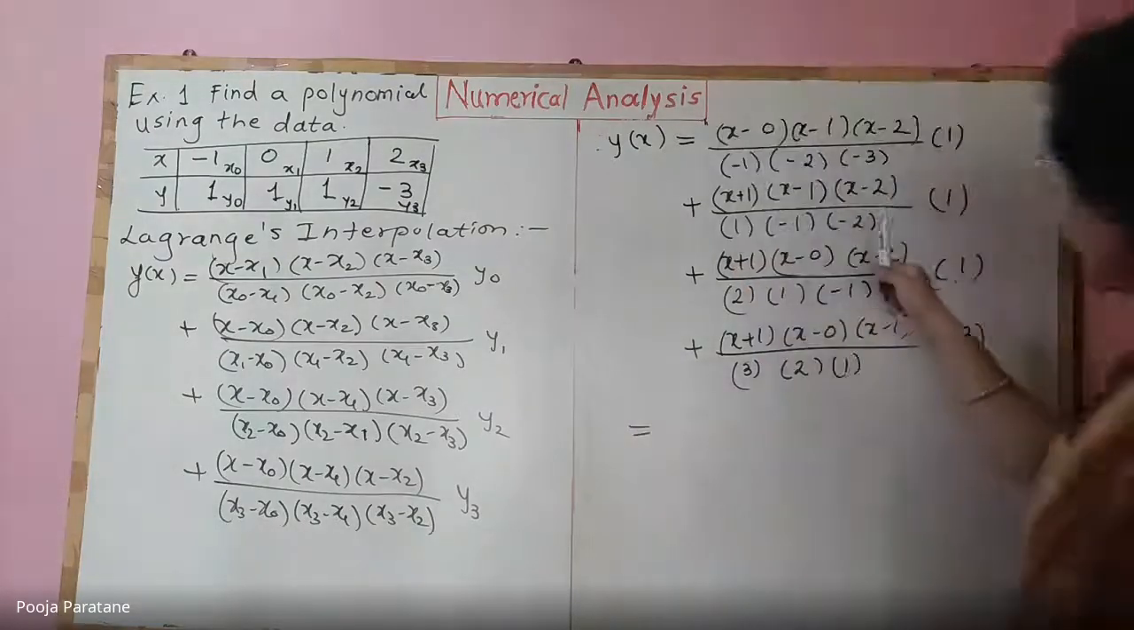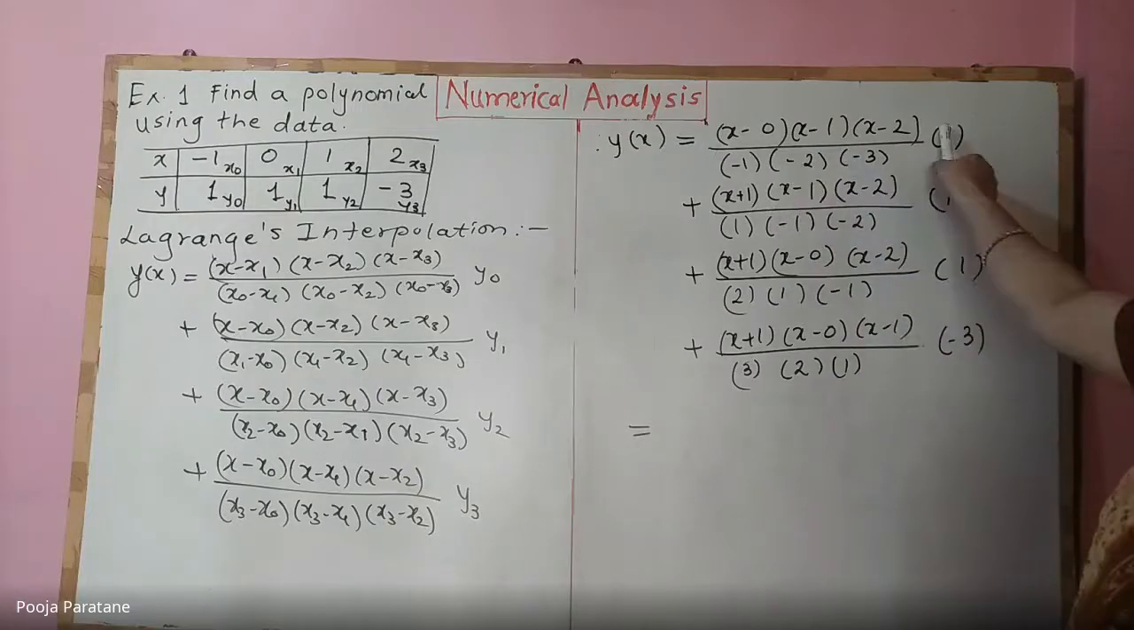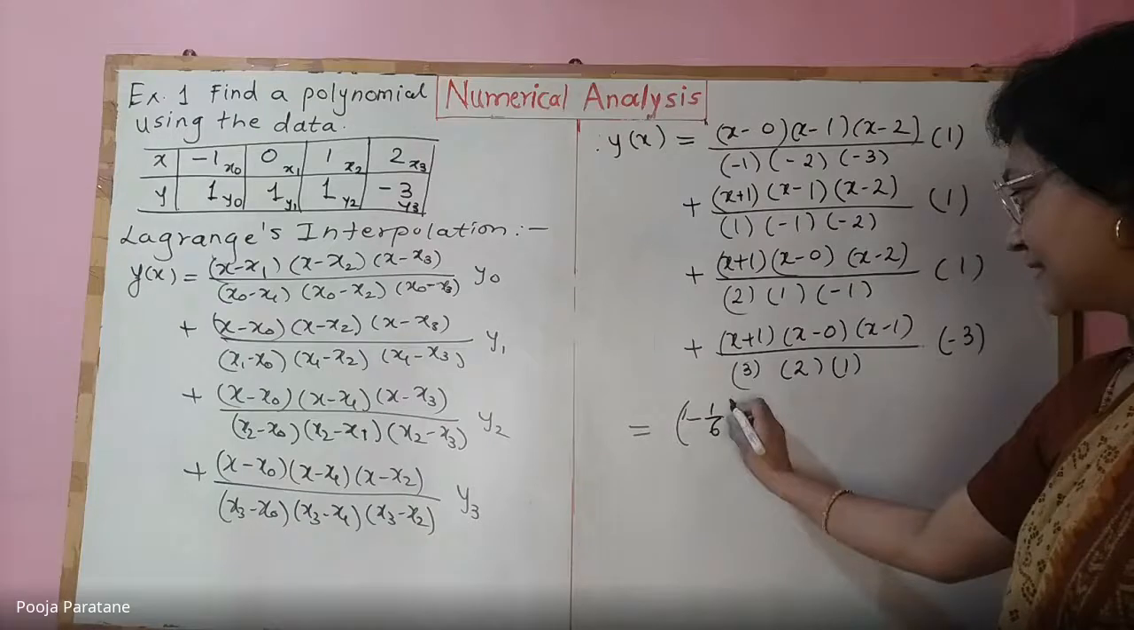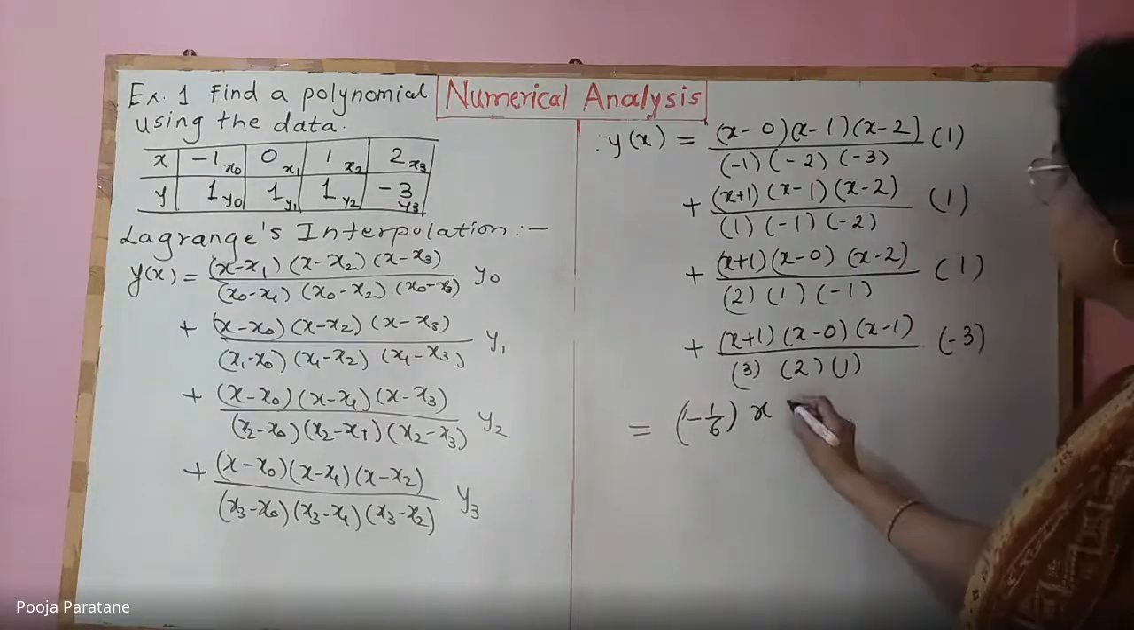Then the sign of this here is minus, minus, minus. So here that sign will be minus because here it is plus. And the constant is minus 1 upon 6. Let it be as it is. x.